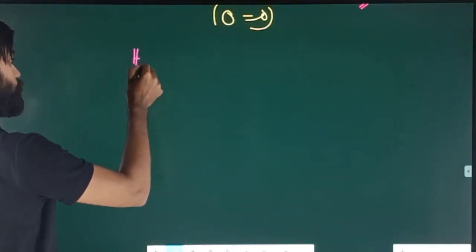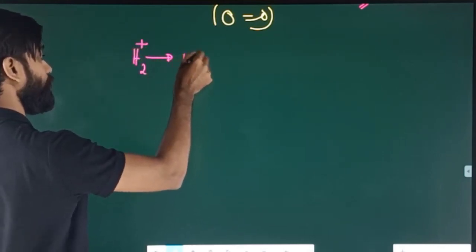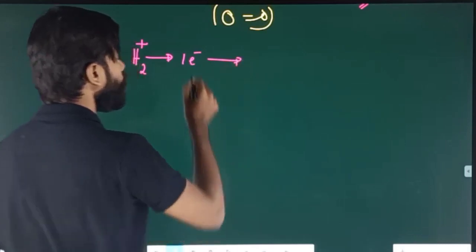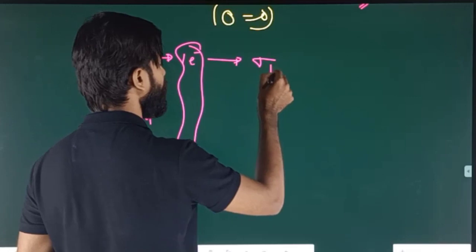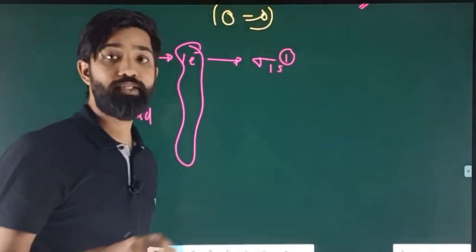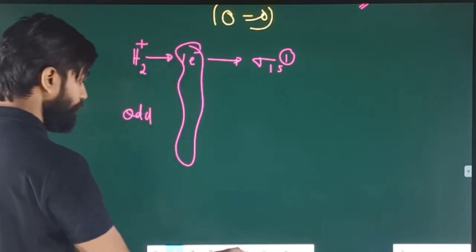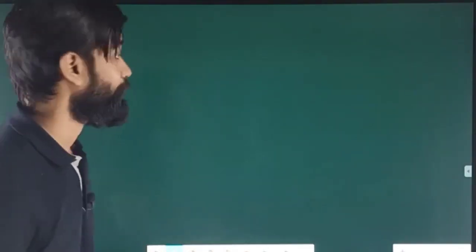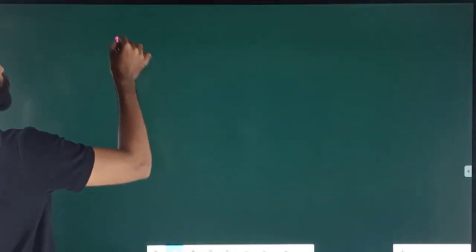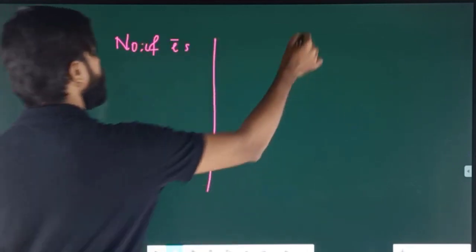Let's write the configuration of H2 plus. In H2 plus there is actually only one electron. So if there is an odd electron, what happens? The orbital will always be unpaired. If there is an odd electron, the orbital is always unpaired. Okay, keep it in mind. Always unpaired means the molecule is always paramagnetic. Now, I'll give you some tricks for this.